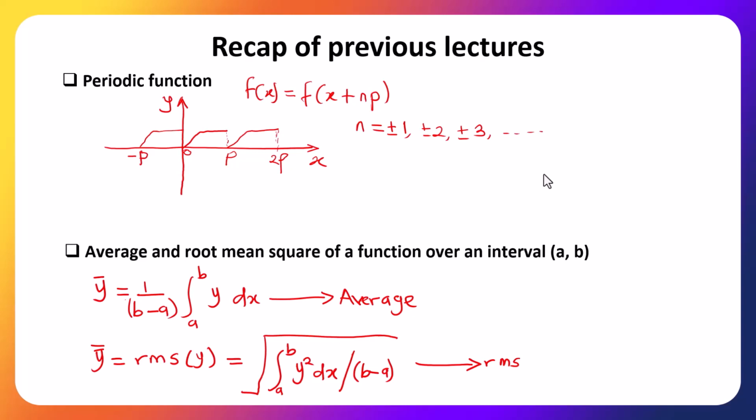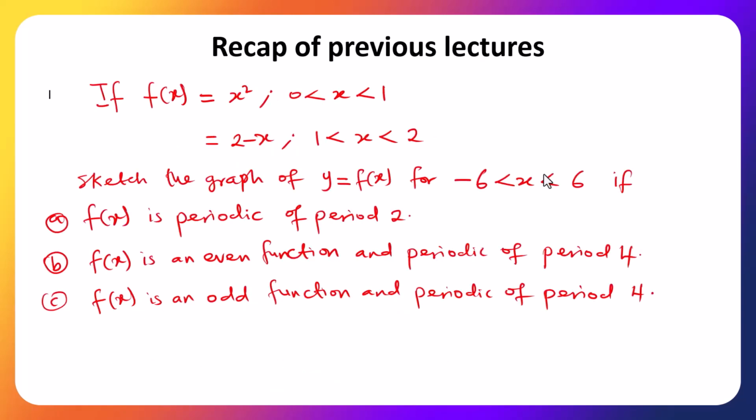We defined the average of a function as y bar equals 1 over b minus a integral from a to b y dx, and the root mean square as the square root of the integral from a to b y squared dx all over b minus a. And we also gave a series of examples.